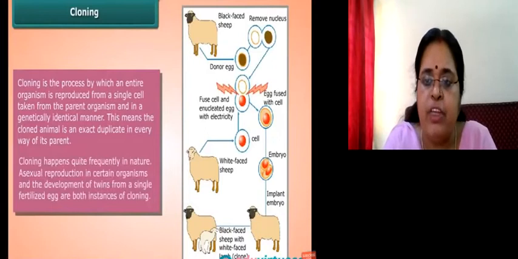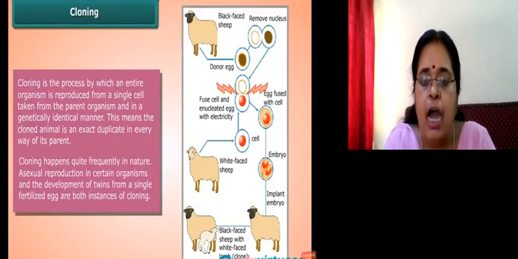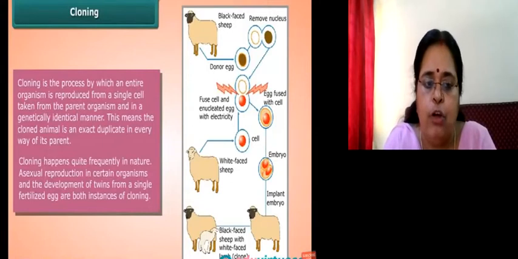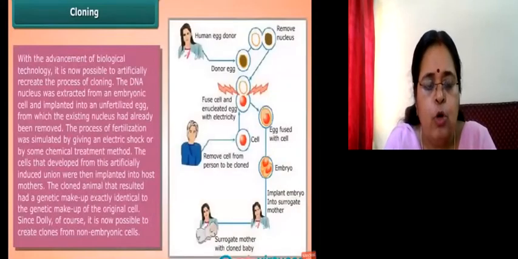Cloning happens quite frequently in nature. Asexual reproduction in certain organisms and the development of twins from a single fertilized egg are also examples of cloning. Okay, so even the birth of twins is also an example of cloning. Because of more advancement in biological technology, it is now possible to carry on with this artificial process. But in the case of human beings, it is not that successful artificially because there are a lot of demerits.